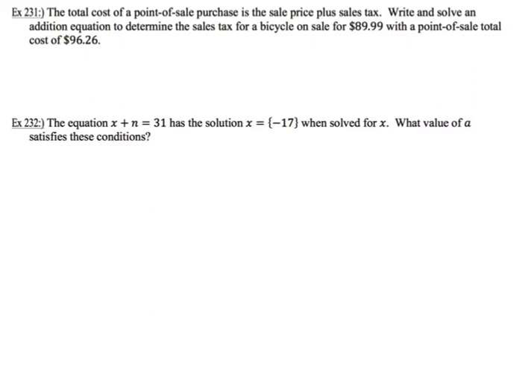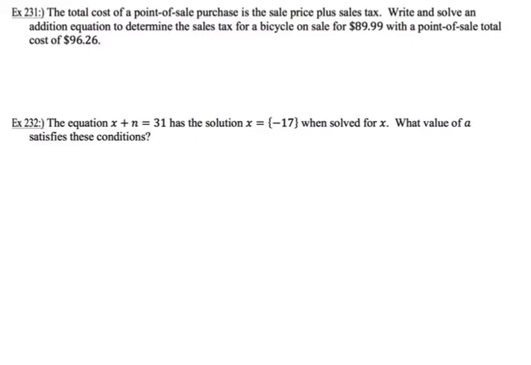The total cost of a point of sale purchase is the sell price plus the sales tax. Write and solve an equation, an addition equation, to determine the sales tax for a bicycle on sale for $89.99 with a point of sale total cost of $96.26.